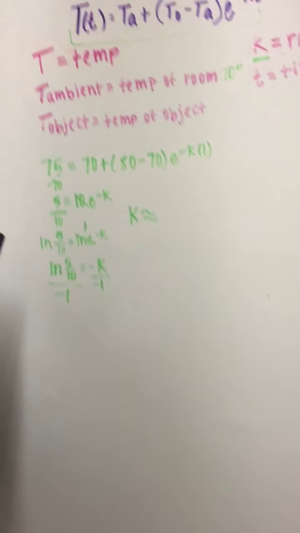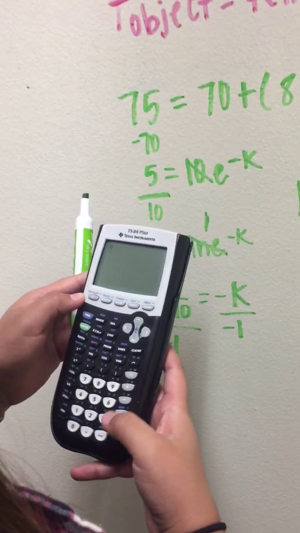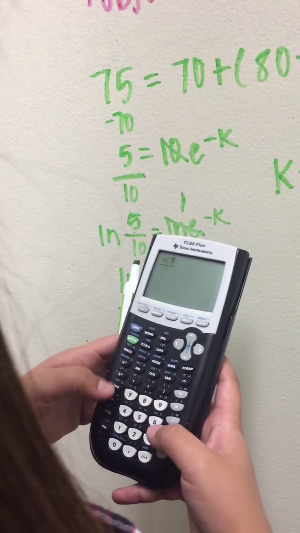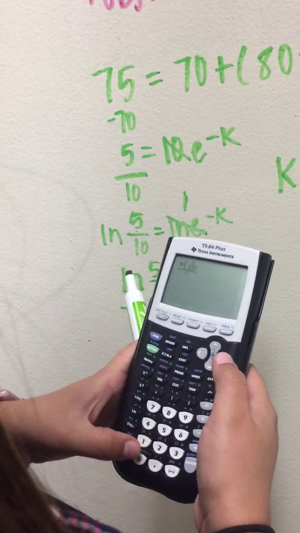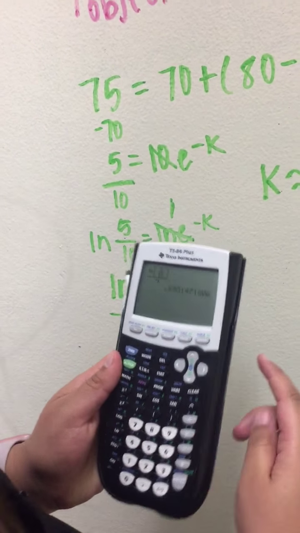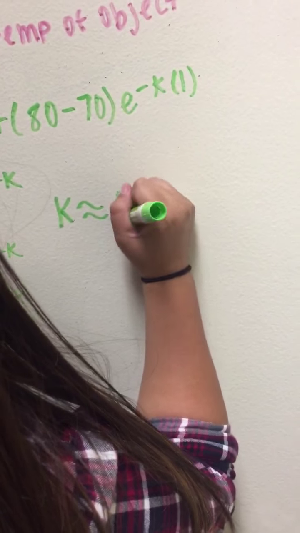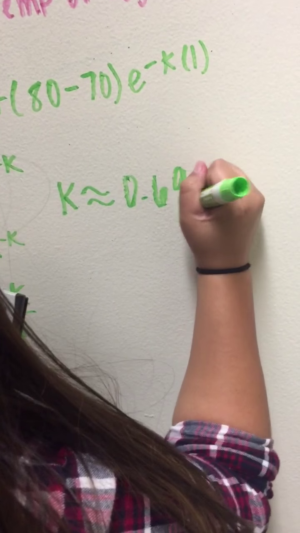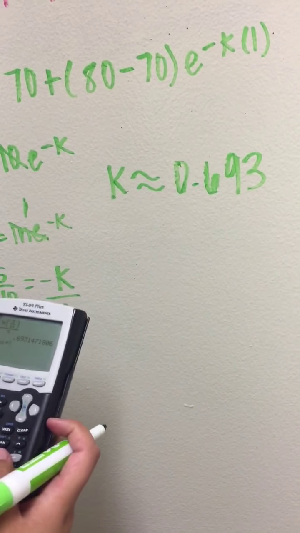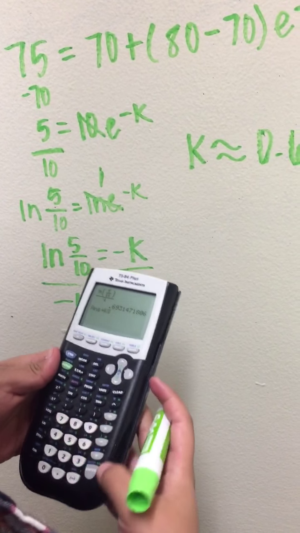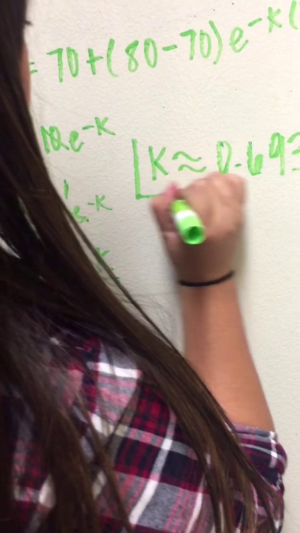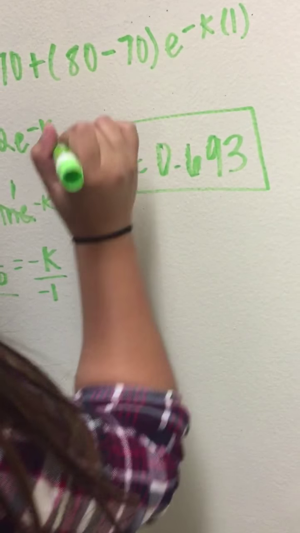So we're going to go to our calculator and we're going to do ln 5 over 10 and then negative 1. And it's going to give us 0.693. And then we're going to store this, store alpha K. Okay, so K is the rate of decay. So we're going to use this to find T.